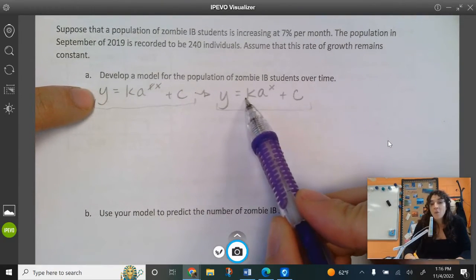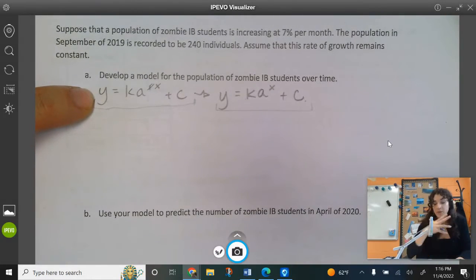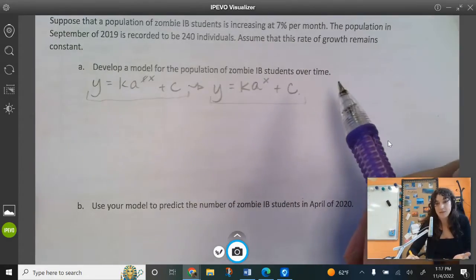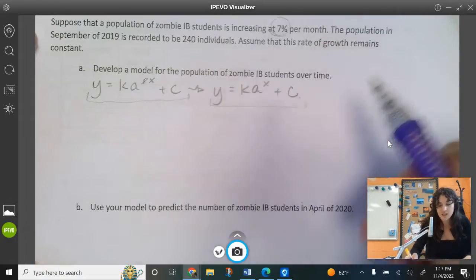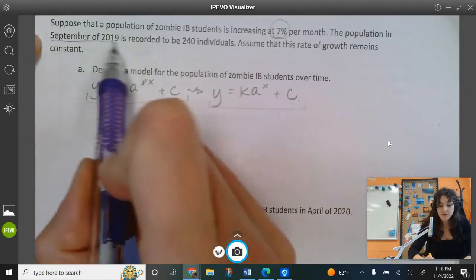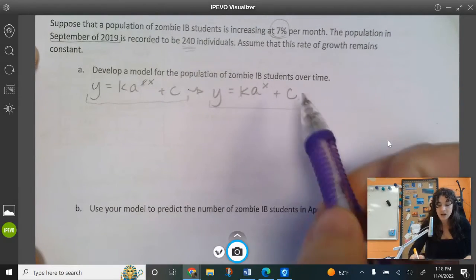We have 1, 2, 3 unknowns, which means we need 3 separate pieces of information. Maybe we'll make a system of equations. Maybe we won't. Maybe we'll just be able to find it in context. So we have 3 unknowns, and we need 3 separate pieces of information. We are given a 7% increase. Okay, that seems important. The population in September of 2019 is recorded to be this. Assume that this rate of growth remains constant.